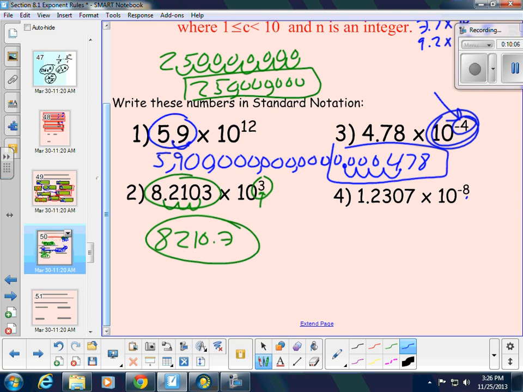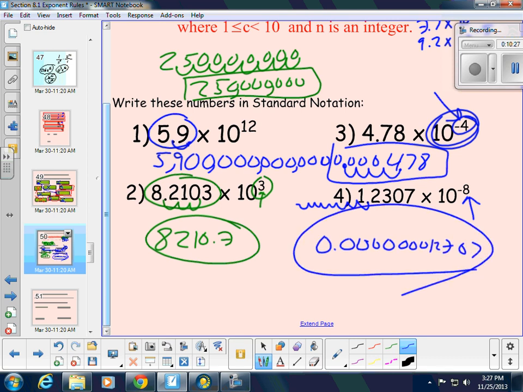Same thing with that next one. It's times 10 to the negative 8 power. So again, I'll tell students, if it's to a negative power, you can think, oh, that means it's a really small number. So that means I'm going to move the decimal to the left. So I'm going to move it once to get past the 1, and then 7 more times. So I'm going to end up with 7 zeros. And then 12307, whatever that number ended up being. So that's us writing a number out in standard form.